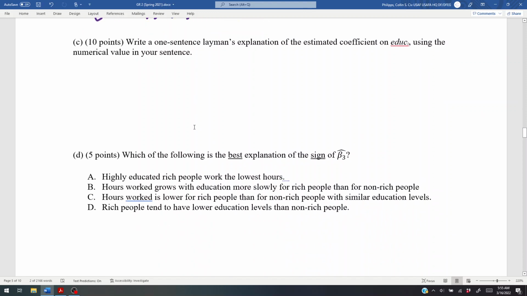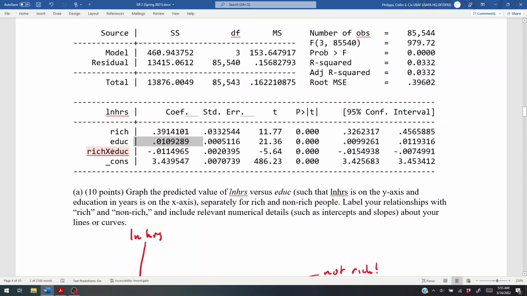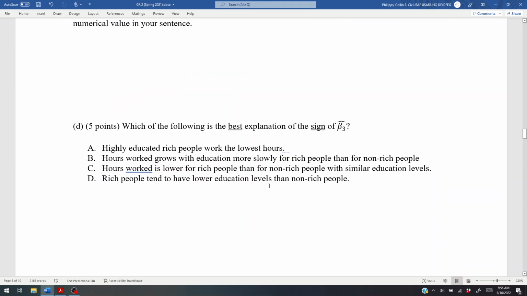Which of the following is the best explanation of the sign of beta 3? Again here, beta 3 is the interaction term. So how do I interpret this? I just said non-rich people, education goes up by this much. This says that the returns to education for rich people are this much lower. And then to get the actual return, I have to add them together, right? So for rich people, the marginal effect of education is 0.0114 less than the marginal effect of education for non-rich people. That's the best explanation.